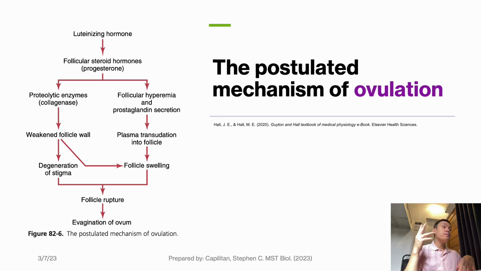LH will be stimulating the follicular steroid hormones, which will induce collagenase, follicular hyperemia, and prostaglandin secretion, and will cause follicle rupture and the evagination of your ovum.